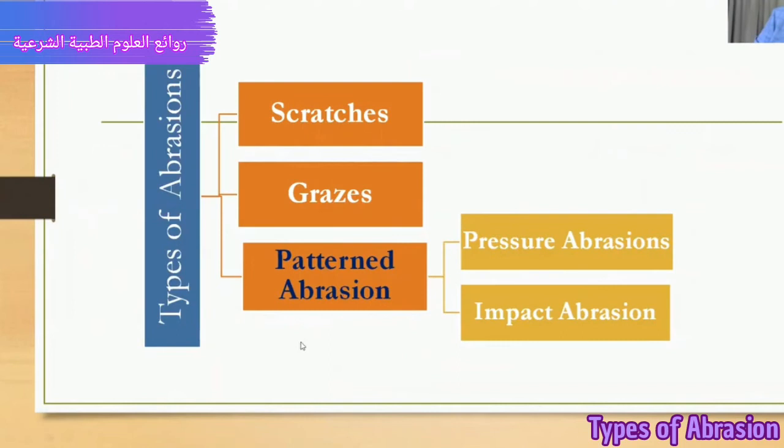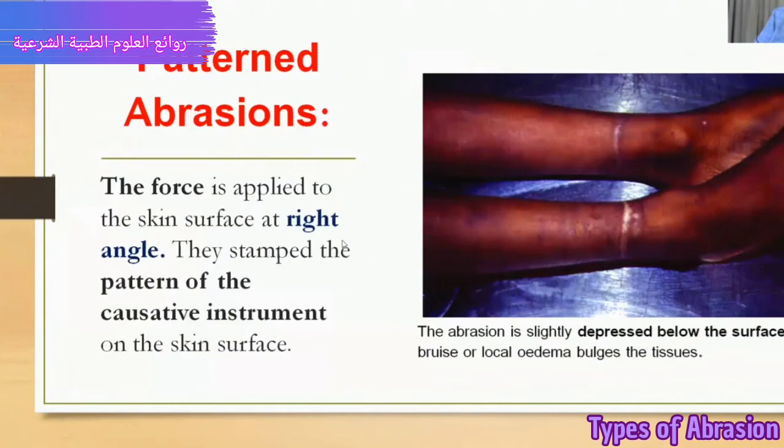The third type of abrasion is called pattern abrasion. Here the force is applied to the skin surface at a right angle, not at a lateral angle. So here it occurs at a right angle. They stamp the pattern of the causative instrument on the skin surface, as you see the restraint on the leg leaving its pattern. Usually the abrasion is slightly depressed below the surface unless there are bruises or local edema that bulges the tissue.